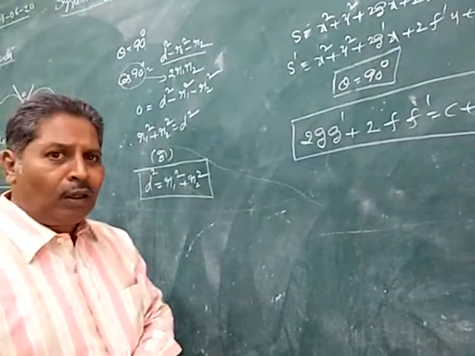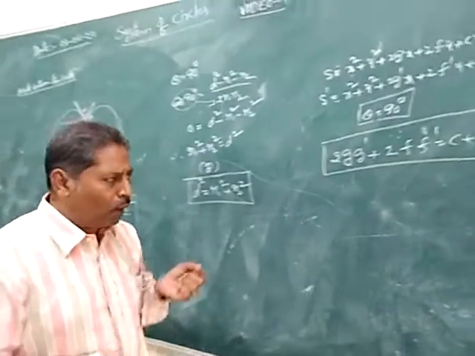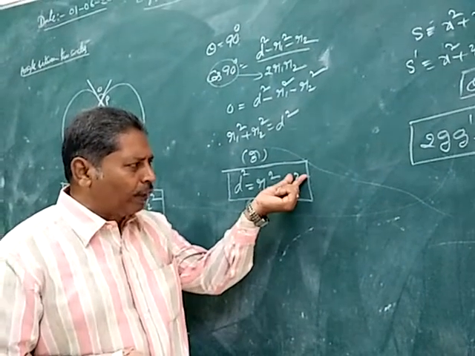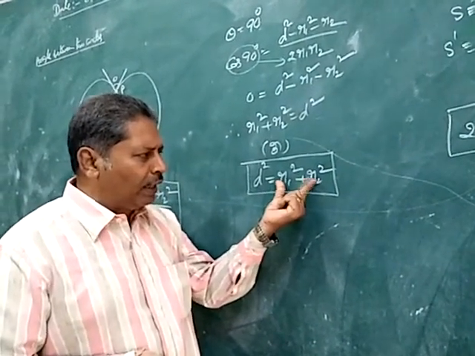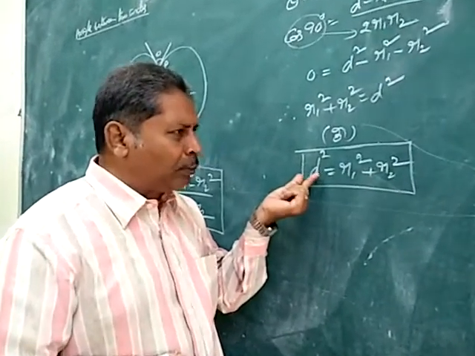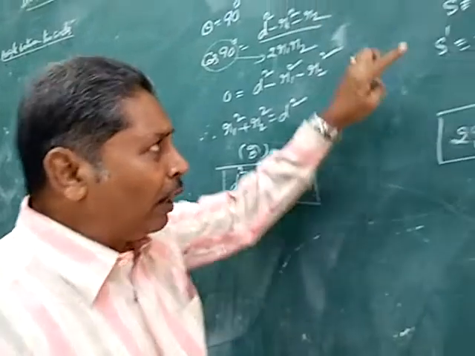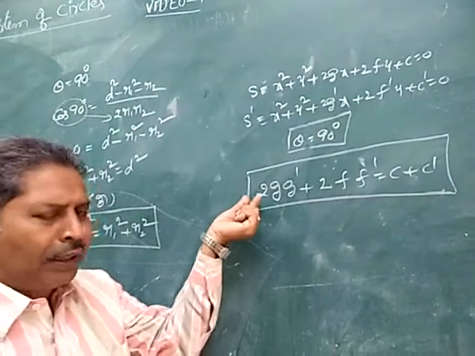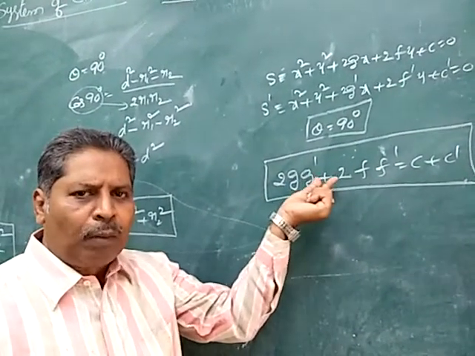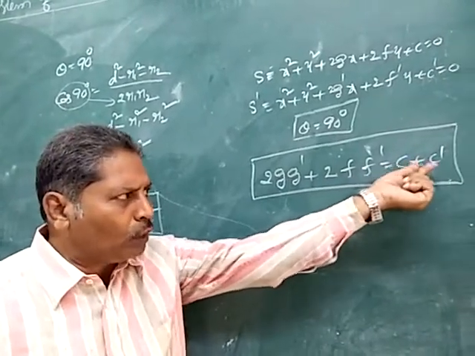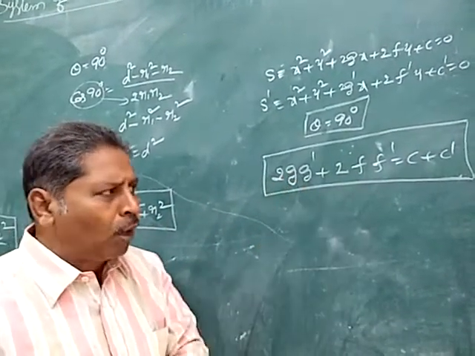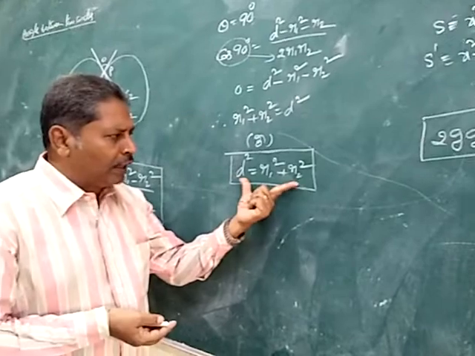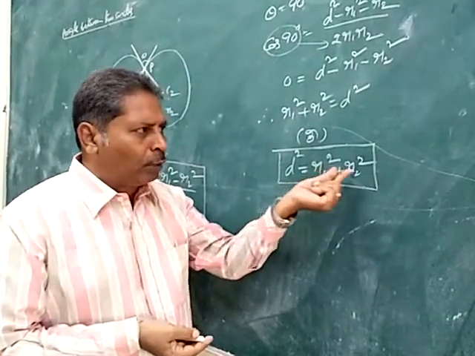So there are two orthogonal conditions. Number one is d square equals r1 square plus r2 square, where R1 and R2 are the radii and d is the distance between the centers. Suppose the given two circles are like this, then the orthogonal condition is 2gg dash plus 2ff dash equals c plus c dash. In most problems we use this condition only. Sometimes we use the condition d square equals r1 square plus r2 square.